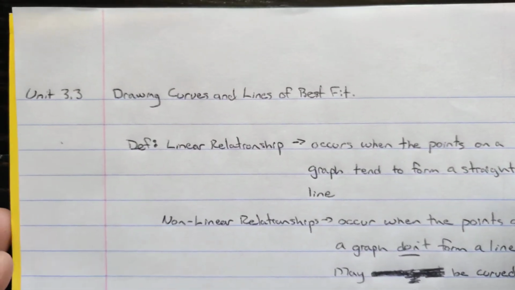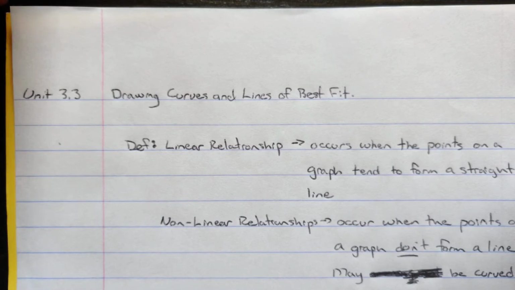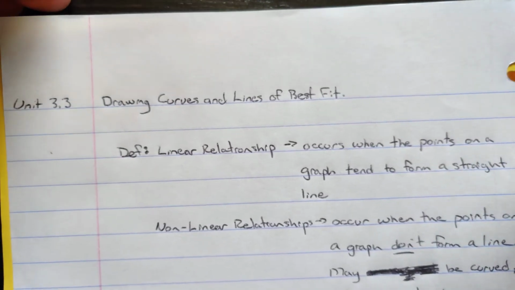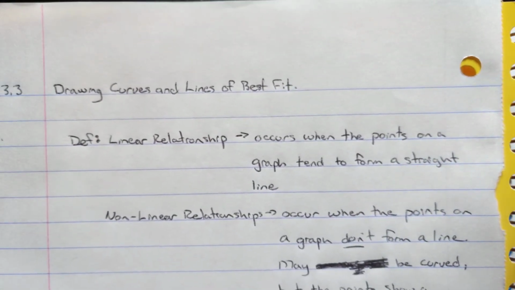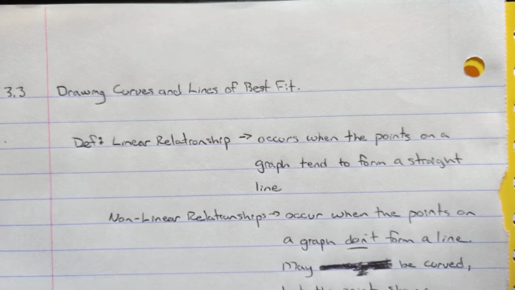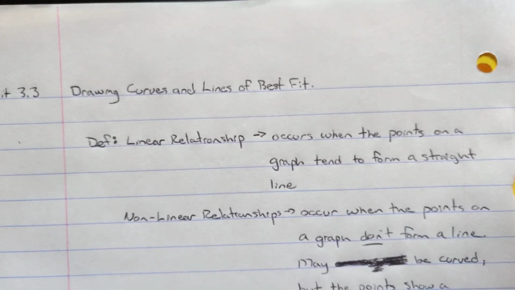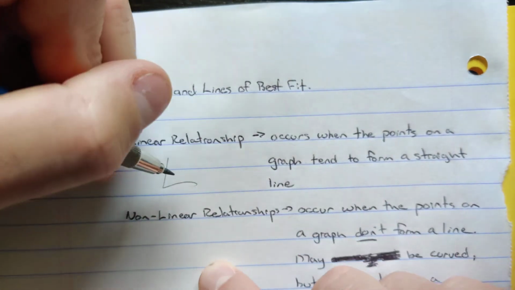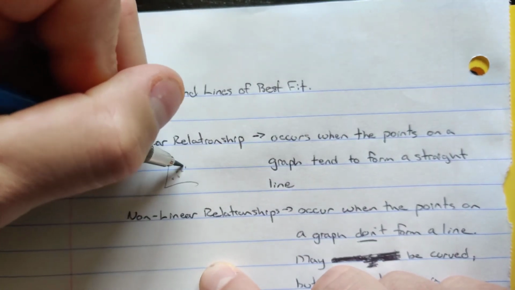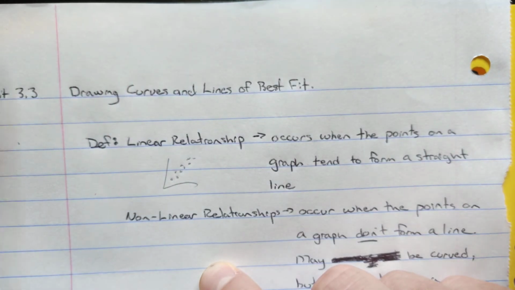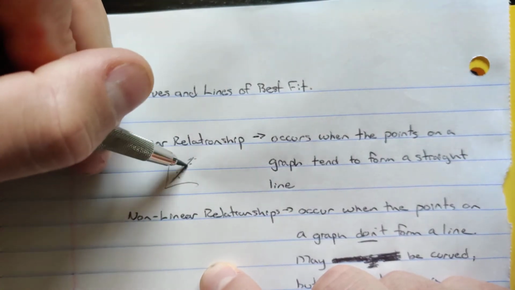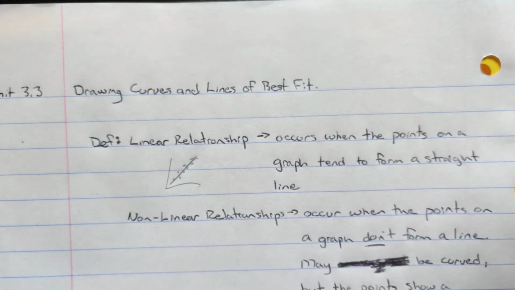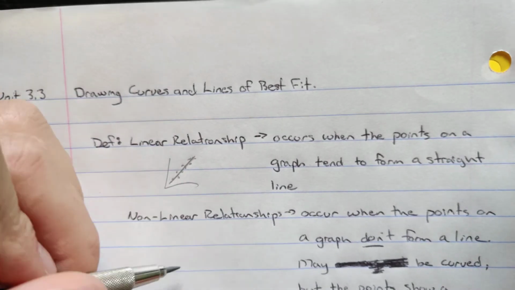So when we're talking about drawing curves and lines of best fit, we just want to look at the types of relationships we have. So we got two main types of relationships when we do find a relationship between the data. It's either going to be a linear relationship, which occurs when all the points on a graph tend to form a straight line. So if we got a graph and we got some points and they're kind of in a straight line, we could kind of say, yeah, they're close to that line. It's probably a linear relation. We got a linear relationship there.